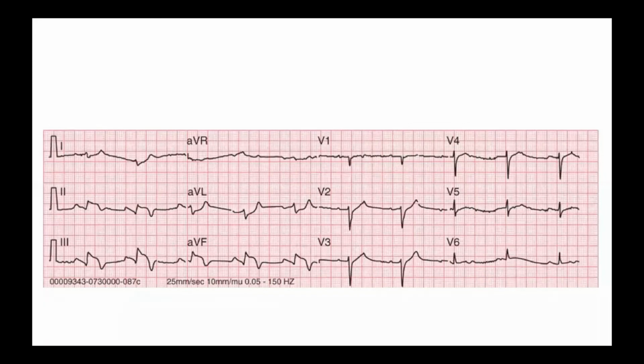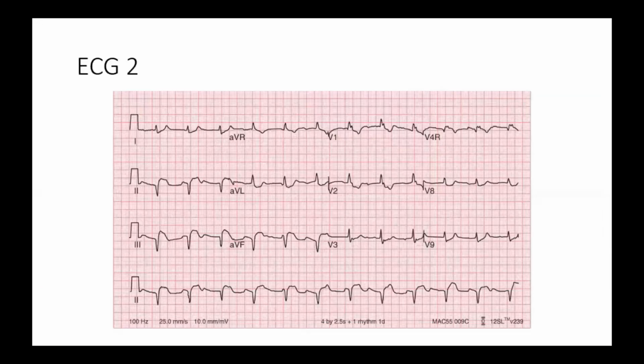There is elevation in the inferior leads. This is the repeated ECG for him. What can you appreciate here? It is an inferior elevation with heart block. I think it is a complete heart block, and there is also right bundle branch block. So this is a complete heart block with right bundle branch block.